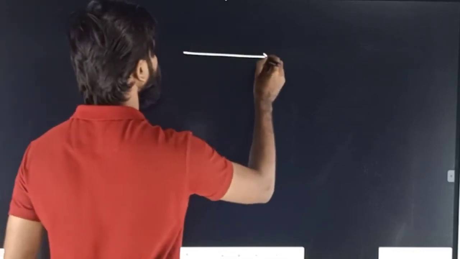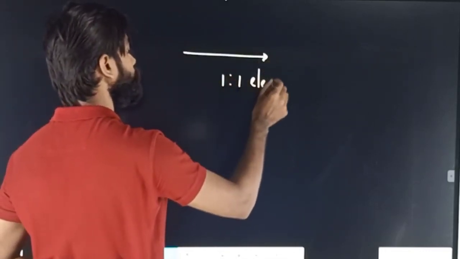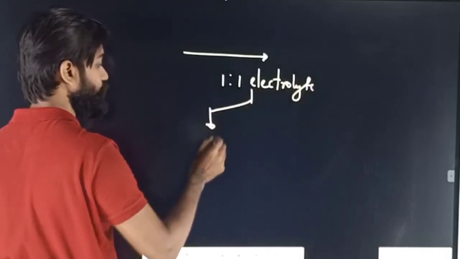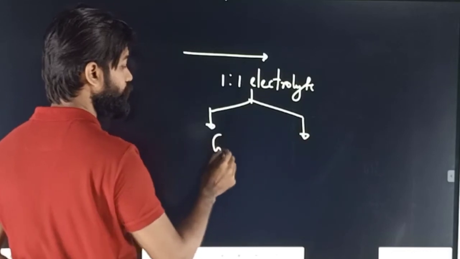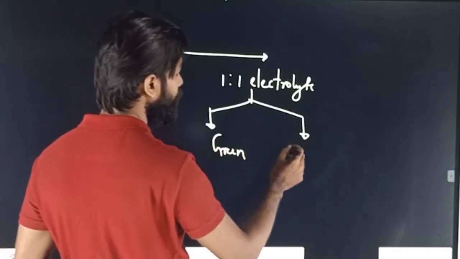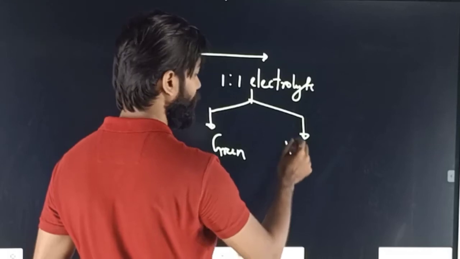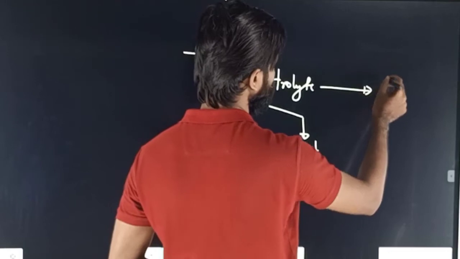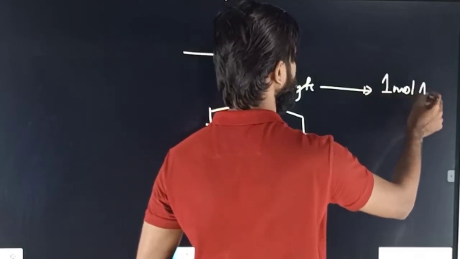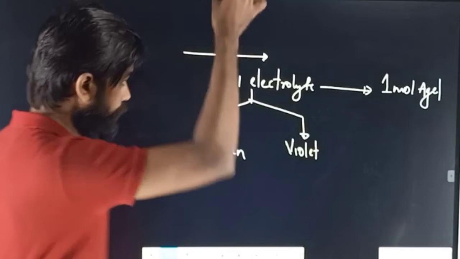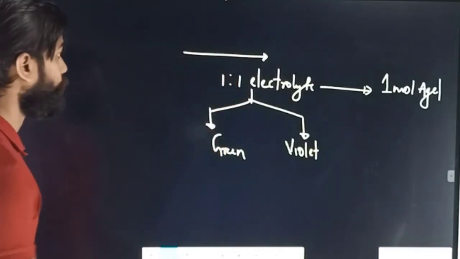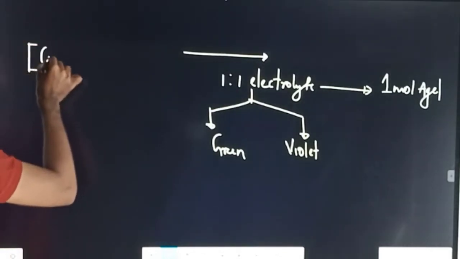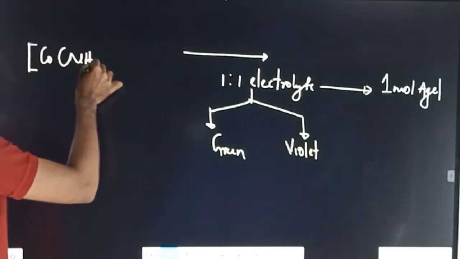And he found that there is a 1:1 type of electrolyte, but that 1:1 type of electrolyte actually exists in two different colors. That means it can exist in green as well as in violet color. And on reaction with AgNO3 it forms 1 mole AgCl only. So that is an entirely different compound from the previously discussed one. And he formulated that it may be something like this.